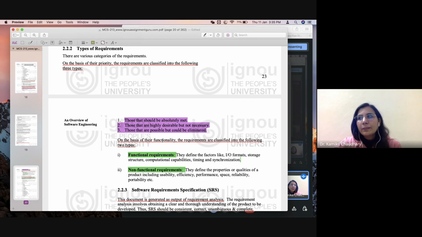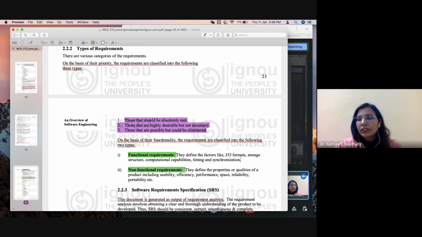These are all the things which should also be there in my software. But even if they're not there, it will be fine for me. So these are the second type of requirements, which are highly desirable but not as necessary as the first type. Then the third point is those requirements that are possible but could be eliminated. Means there are certain requirements being put up by the client. They're possible, but they're not so necessary that the company should put so much effort into meeting those requirements. They could be eliminated.